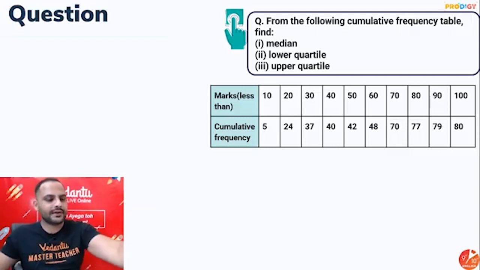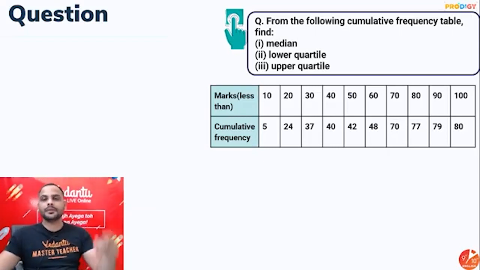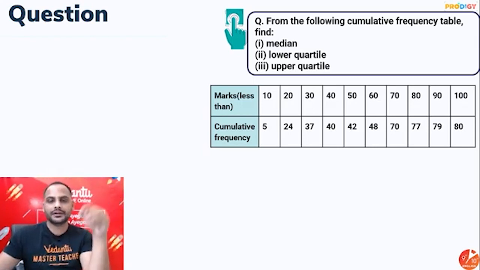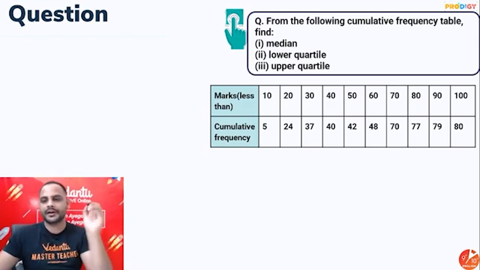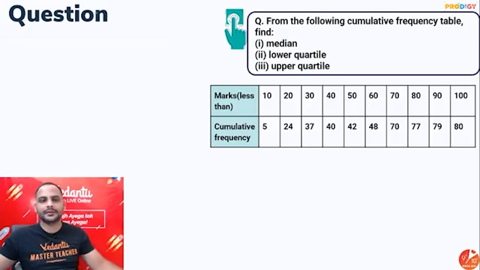Okay. We have to find out the median over here and the lower quartile and the upper quartile. So total how many terms we have, beta? 80. 80 terms. N is equal to 80.